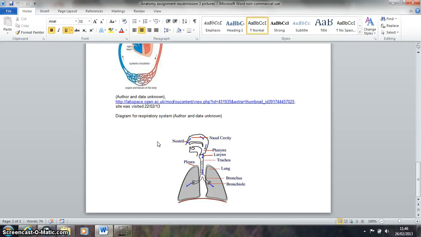Okay, this is my second video because the other one ran out of time. I'm now going to describe an oxygen molecule's journey through the respiratory system, using this diagram here.